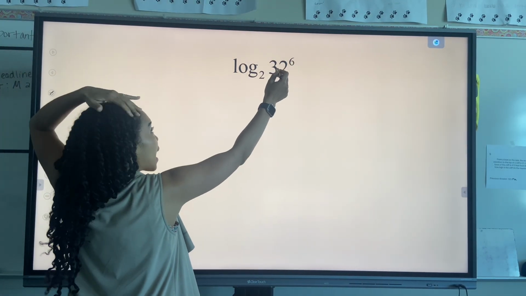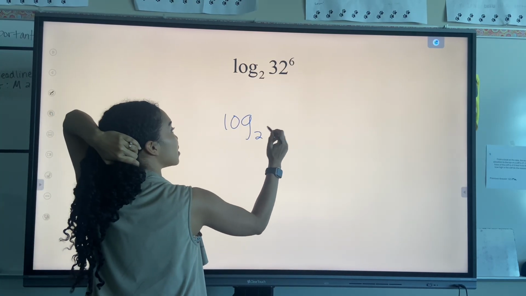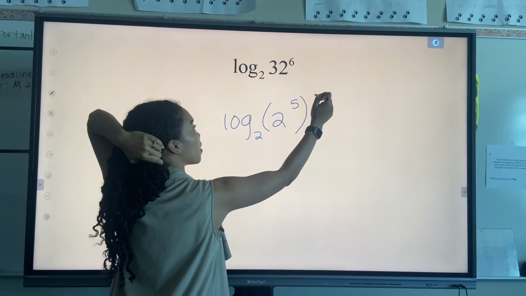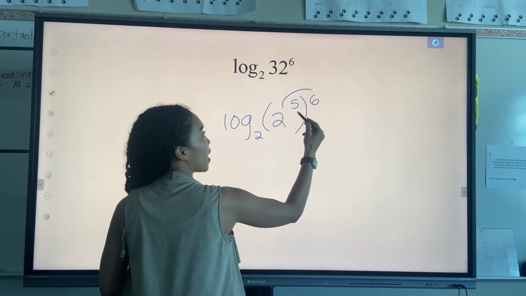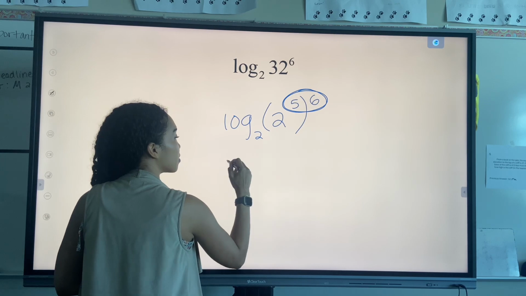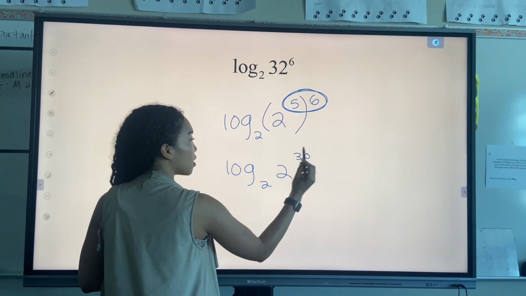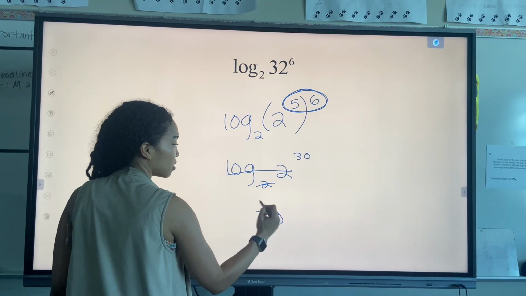This one, how can we rewrite 32? 2 to the power of 5. Exactly. This can be 2 to the power of 5, and then your exponent is still 6. And remember, whenever you have exponents, you can multiply them. This is log base 2 of 2 to the 30, and those cancel out. So your answer is just 30.